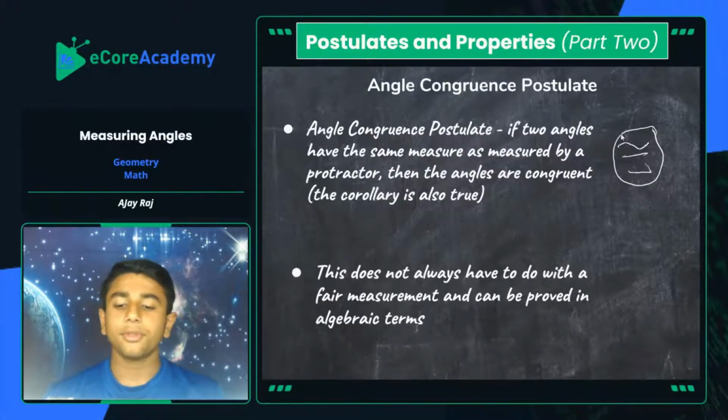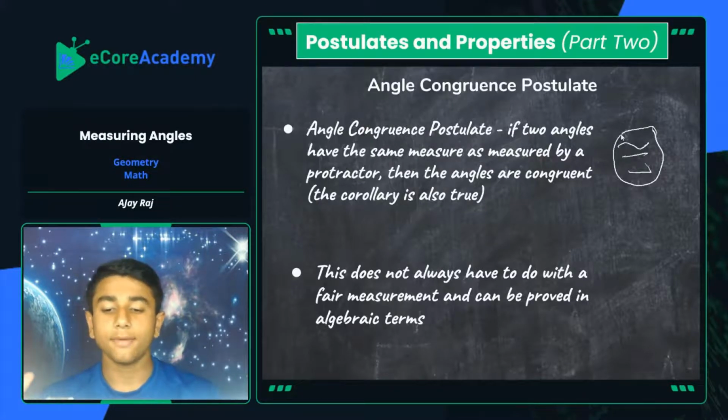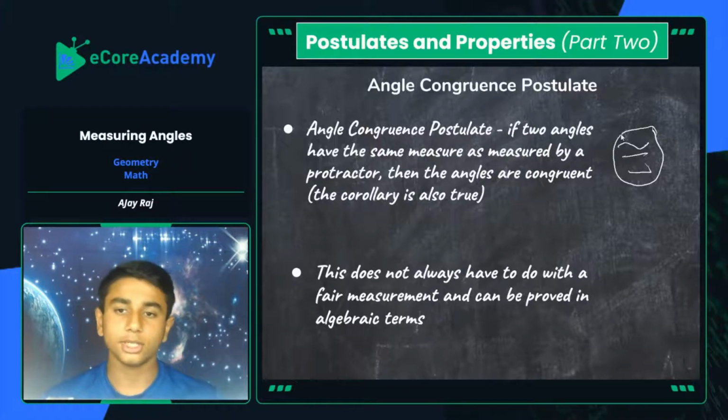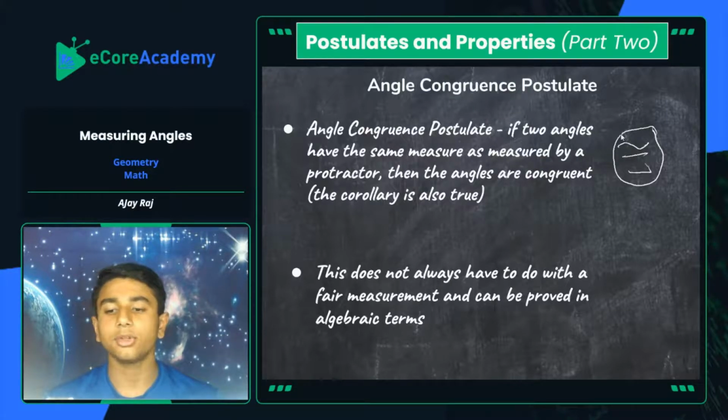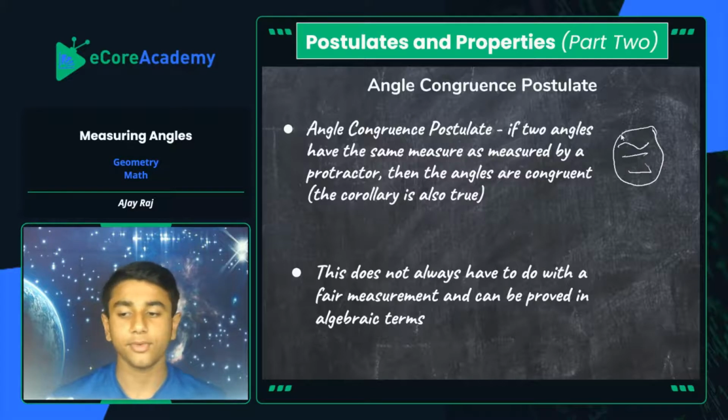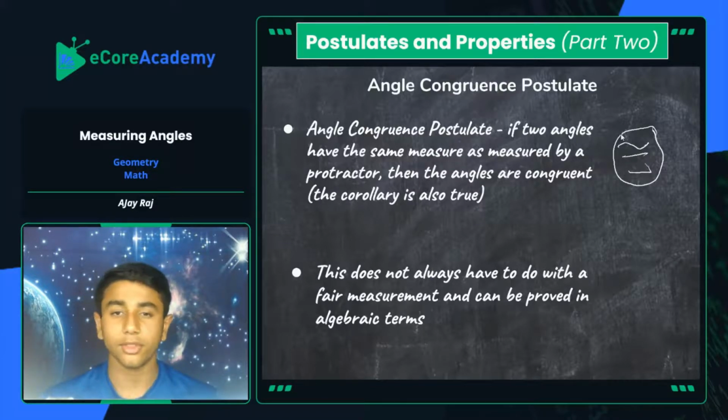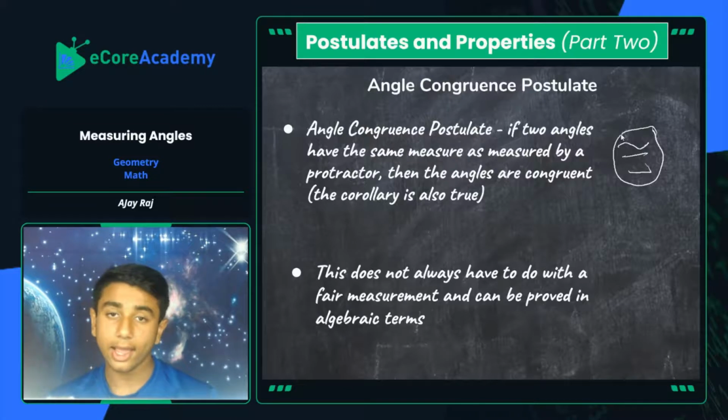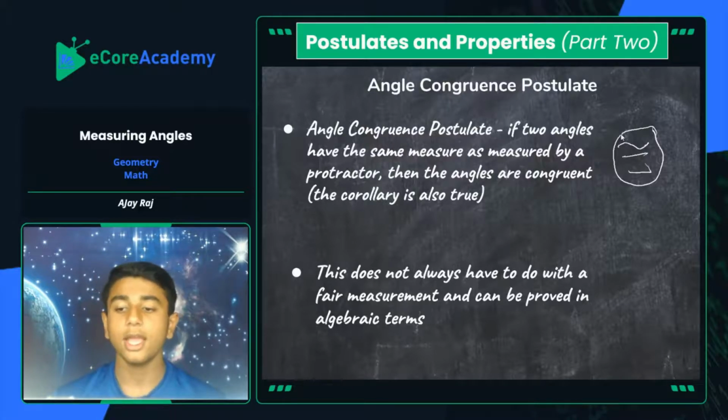And just throw this out there, this does not always have to do with a fair measurement, meaning it does not always have to be deliberately measured by a tool in reality. It can also be proved in algebraic terms. So meaning you can use variables to express, say, for example, if a value is 2 times greater than this value, you can say it's 2x, 2 times this variable, and you can give representations for real life objects.